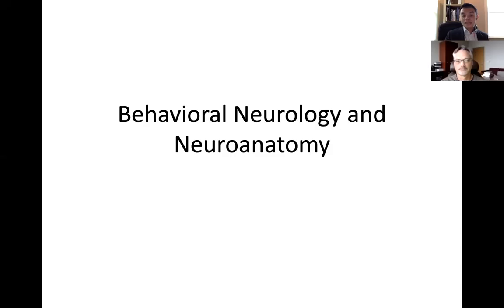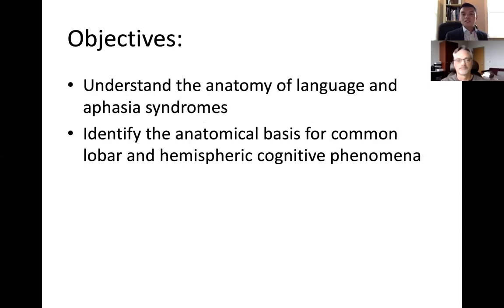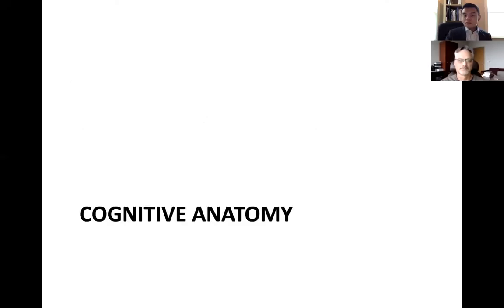We're going to be talking about behavioral neurology and really focusing a lot on the neuroanatomy of that. Our objectives today: we're going to talk about the anatomy of language and aphasia syndromes, and then some of the anatomical basis for common lobar and hemispheric cognitive phenomena. So we're going to start by talking about cognitive anatomy.